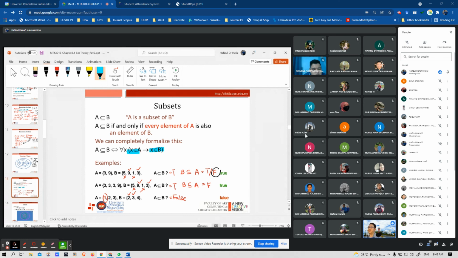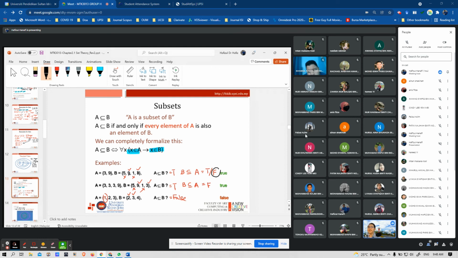For example, we have A {3, 9}, and B {5, 9, 1, 3}. Is A a subset of B? True, because we have 3 and 9 here. Is B a subset of A? The answer is false.